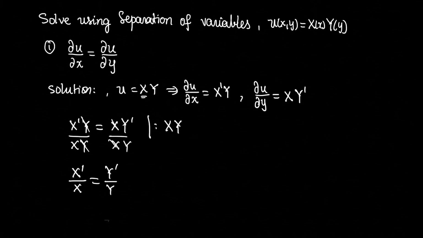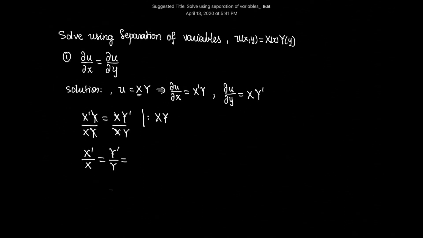To separate, I'm going to say all of these have to be equal to some constant. I'm going to say lambda, alpha. I'm going to say alpha. That means the first side has to be equal to alpha, and the second side also has to be equal to alpha. It is just the same. Okay, now I just need to integrate both sides.